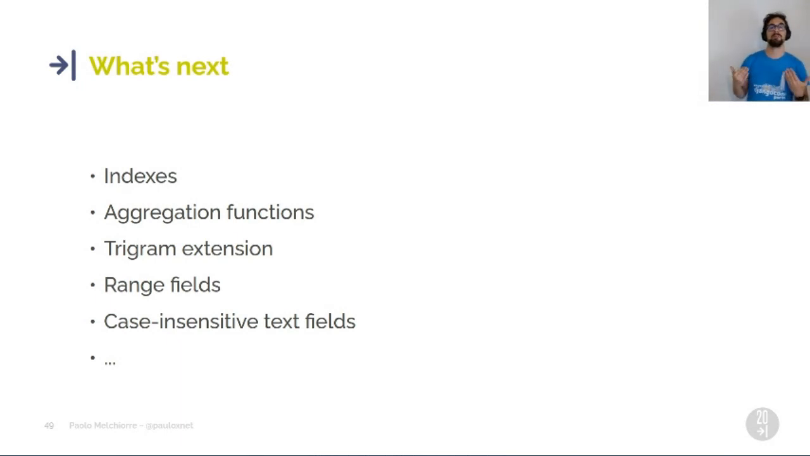There are also many other Postgres-specific features that can be used directly in Django. For example, you can use a lot of indexes and aggregation functions only available in Postgres. You can also use the trigram extension to perform fast searching for similar strings. There are also specific fields only available in Postgres, like range fields and case-insensitive text fields, and more.